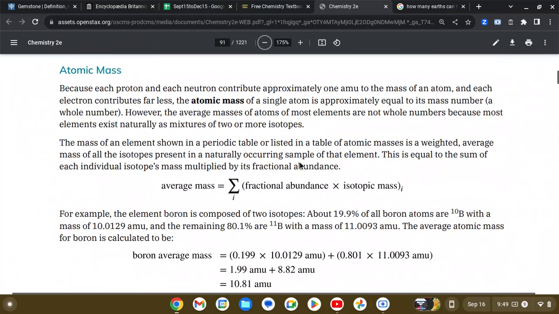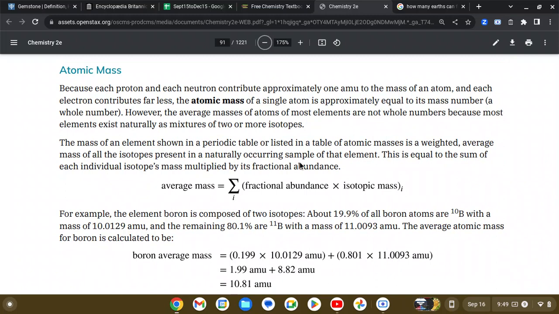Atomic mass. Because each proton and each neutron contribute approximately 1 amu to the mass of an atom, and each electron contributes far less, the atomic mass of a single atom is approximately equal to its mass number, a whole number. However, the average masses of atoms of most elements are not whole numbers because most elements exist naturally as mixtures of two or more isotopes. The mass of an element shown in a periodic table or listed in a table of atomic masses is a weighted average mass of all the isotopes present in a naturally occurring sample of that element. This is equal to the sum of each individual isotope's mass multiplied by its fractional abundance.